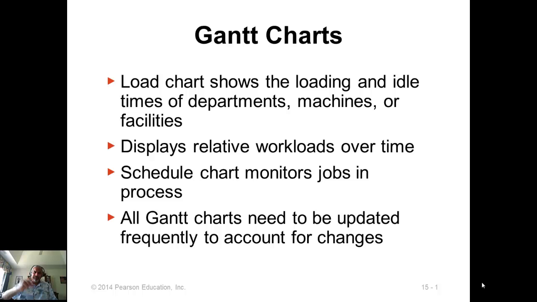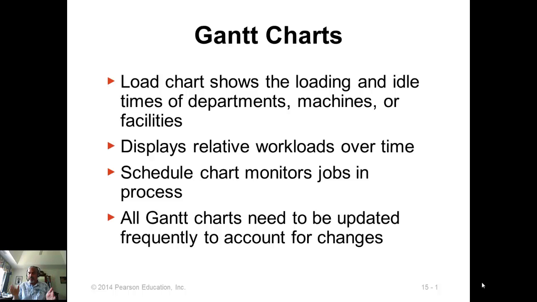So there are two kinds of Gantt charts. The load chart is the first one, which is made from the machine's perspective: how much capacity is available, how much capacity is already used up, and what is the remaining capacity. The second kind of Gantt chart is called a schedule chart, and the schedule chart is for a job. It's not for a machine.